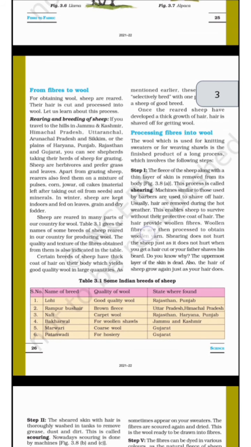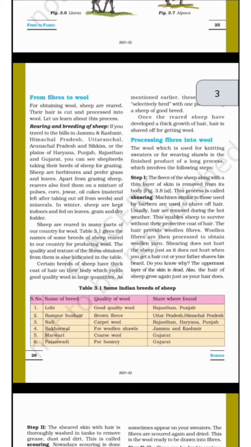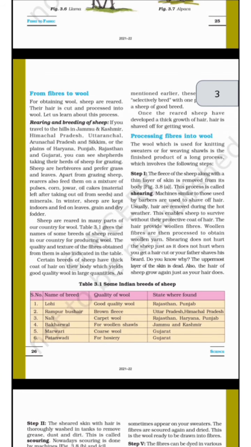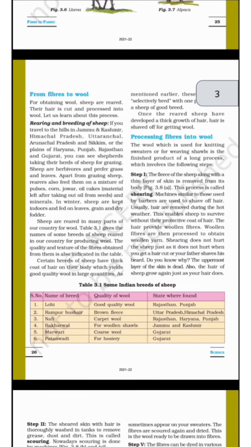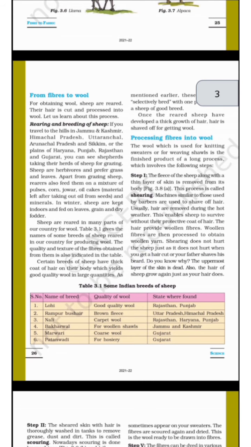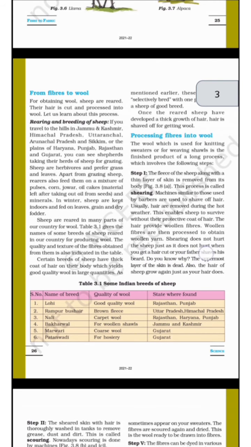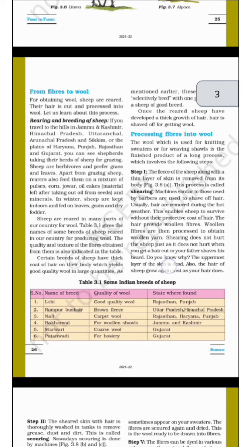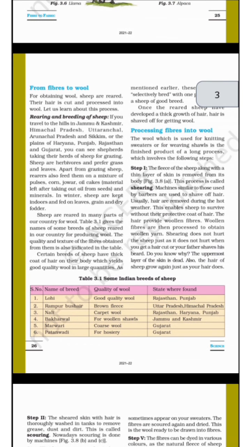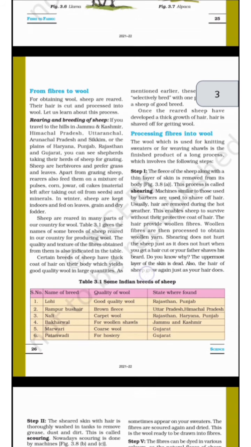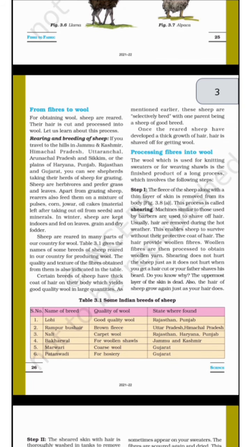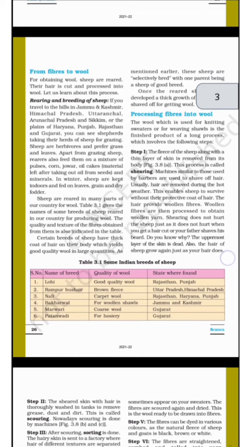Woolen fibers are then processed to obtain woolen yarn. Shearing does not hurt the sheep, just as it does not hurt when you get a haircut or your father shaves his beard. Do you know why? The uppermost layer of the skin is dead. Also, the hair of sheep grows back just as your hair does.